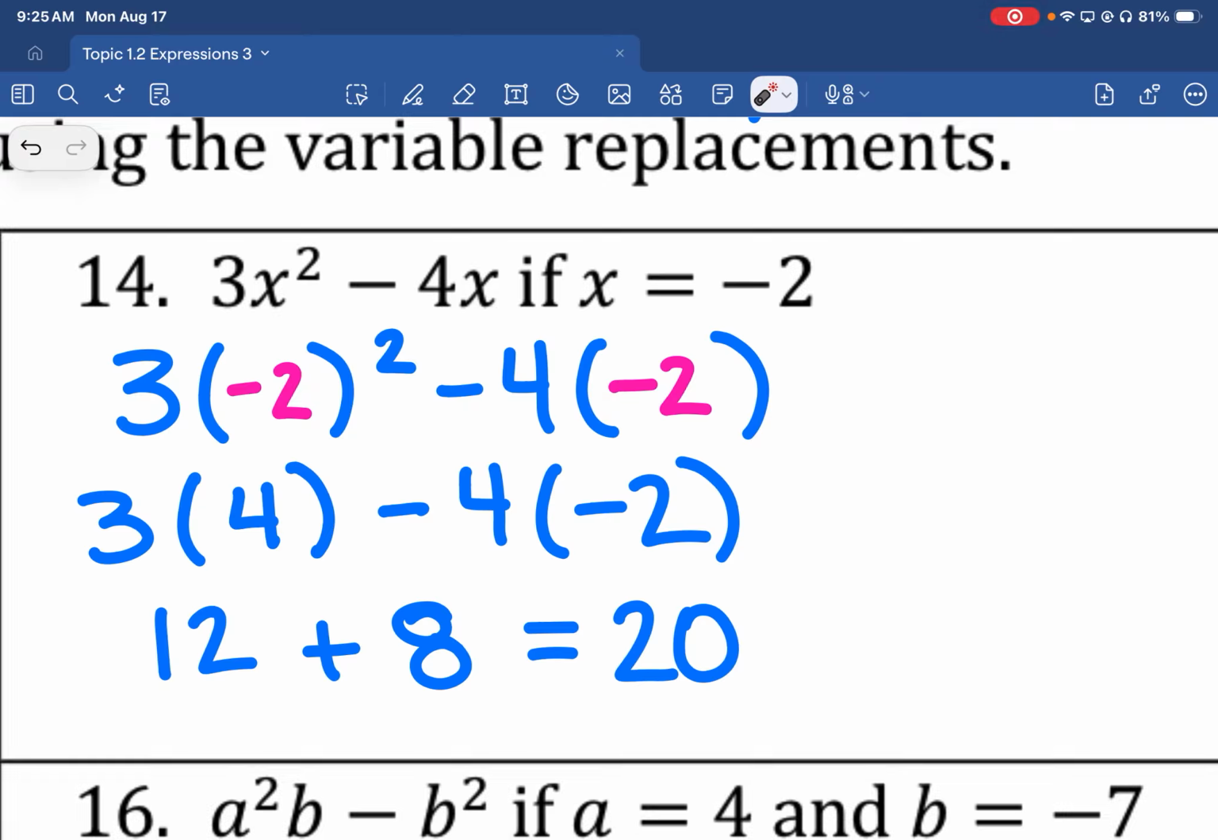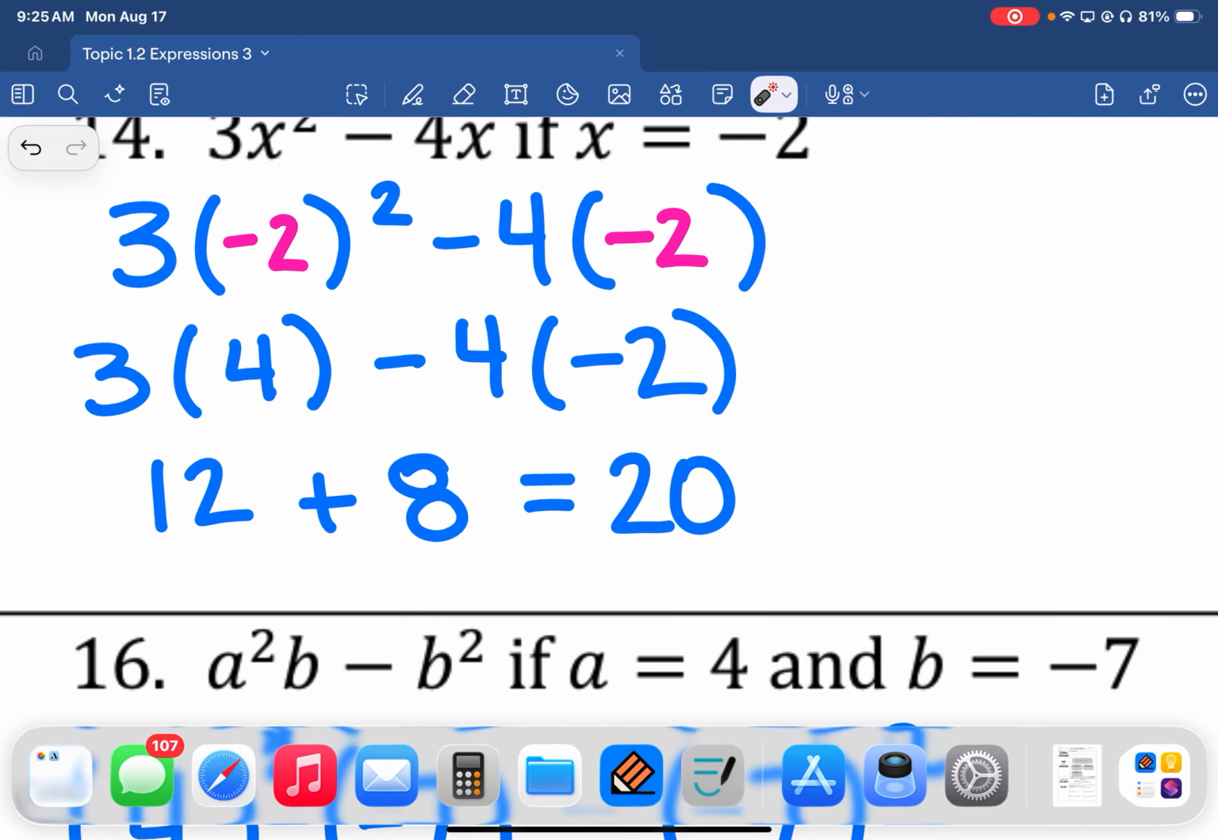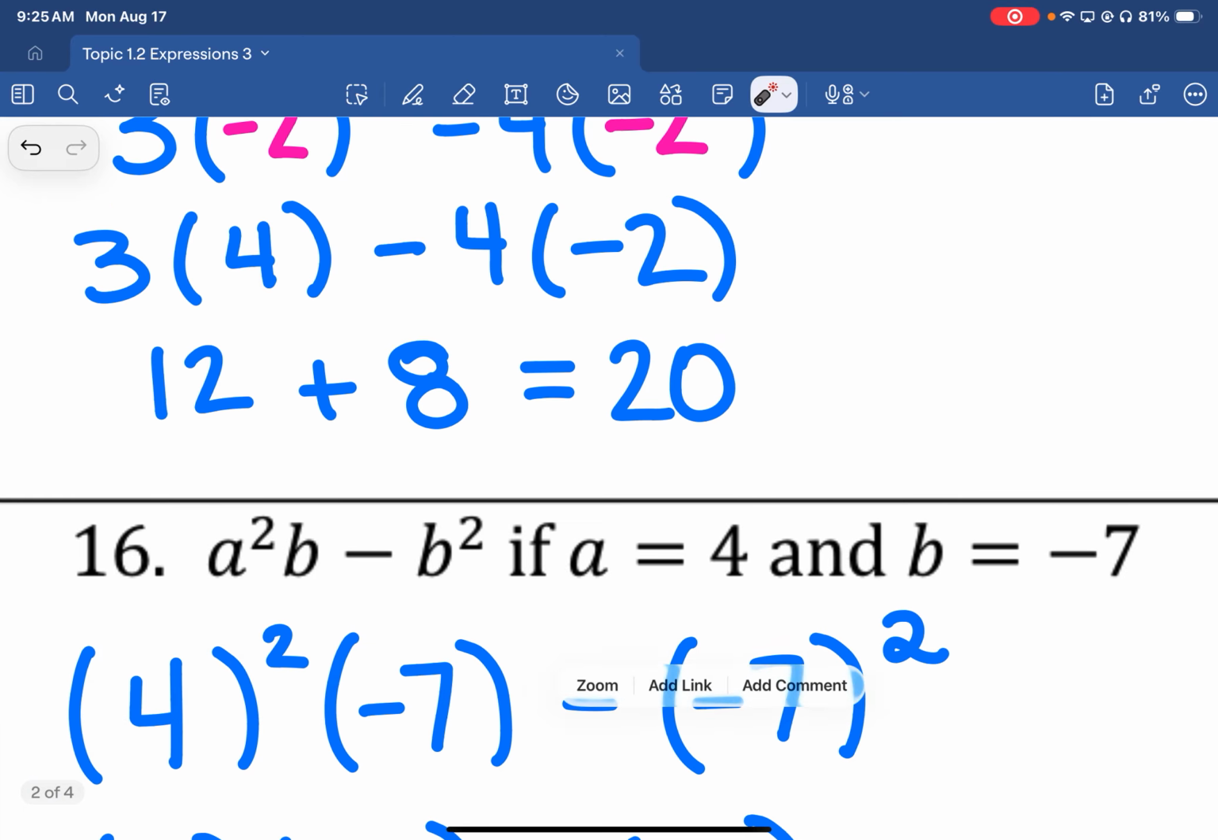Does anybody have the answer to 16 yet? Oh, I didn't do that one. What was that? Negative 161. So let's look at this. Okay. We first set it up.